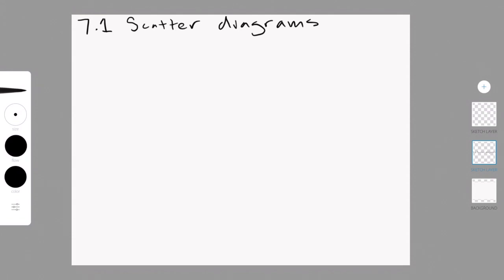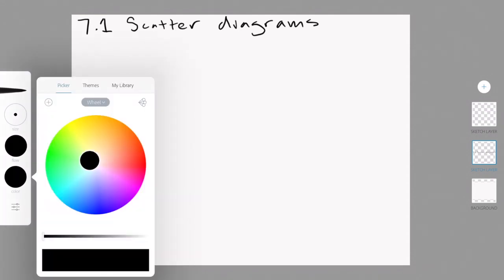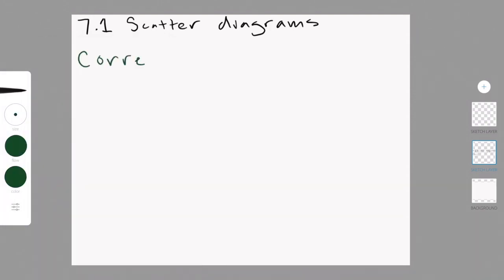Okay, so let's get into it. So 7.1 is about scatter diagrams, specifically. Actually, this chapter should just be called correlation. I don't know why it's called scatter diagrams, but it is. So a correlation is a relationship between two variables. So if you drew a scatter diagram, you would say x increases or decreases when y increases or decreases.